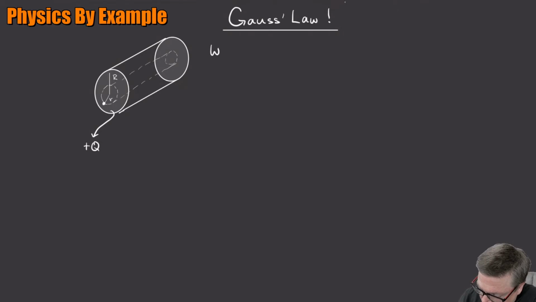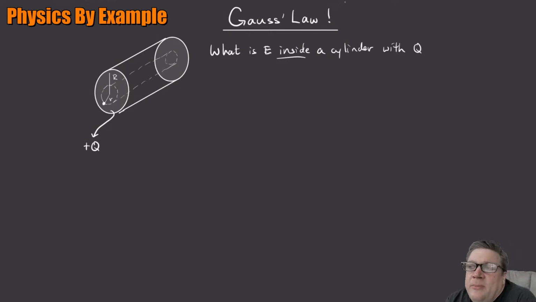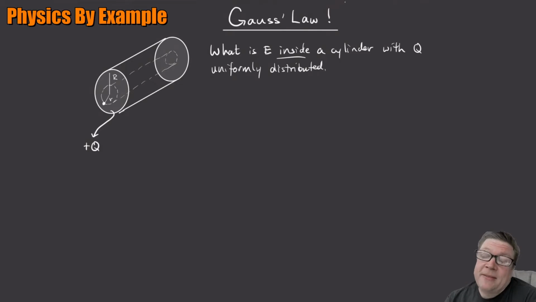What is the electric field inside a cylinder with some total amount of charge uniformly distributed? Okay, so it's not a conducting pipe. It's not a conducting cylinder where all the charge would be on the surface. Right? That would be a lot easier. This is the charge is uniformly distributed throughout the volume of the thing. So it's maybe some sort of an insulator where the charges can't move.